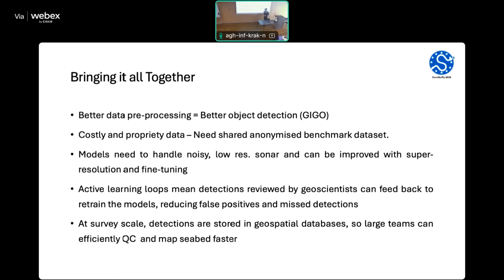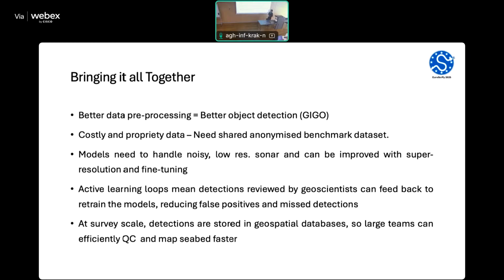Now, one of the most important questions, which was asked in the last presentation as well, was how do you retrain your models? Active learning loops mean detections reviewed by geoscientists can be fed back to retrain the models, using false positives and misdetections. Geoscientists understand what a boulder on a gravel bed or on a plow mark looks like. So when the geoscientists review the predictions, they are able to see this is a misdetection, this is a misclassification, and this goes back into the feedback loop to train the model, and we get pre-trained models.